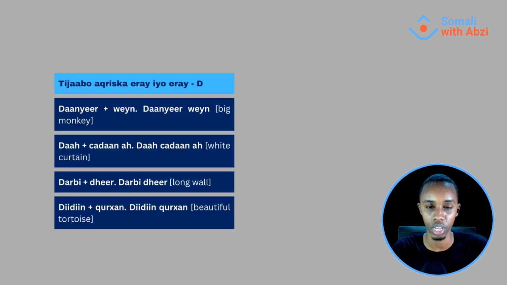And now we are in the next part of our class, which is Tijabo Akriska Eray yu Eray, the reading Somali test, word and word, the. Let's practice reading Eray yu Eray test together. Start with letter the.